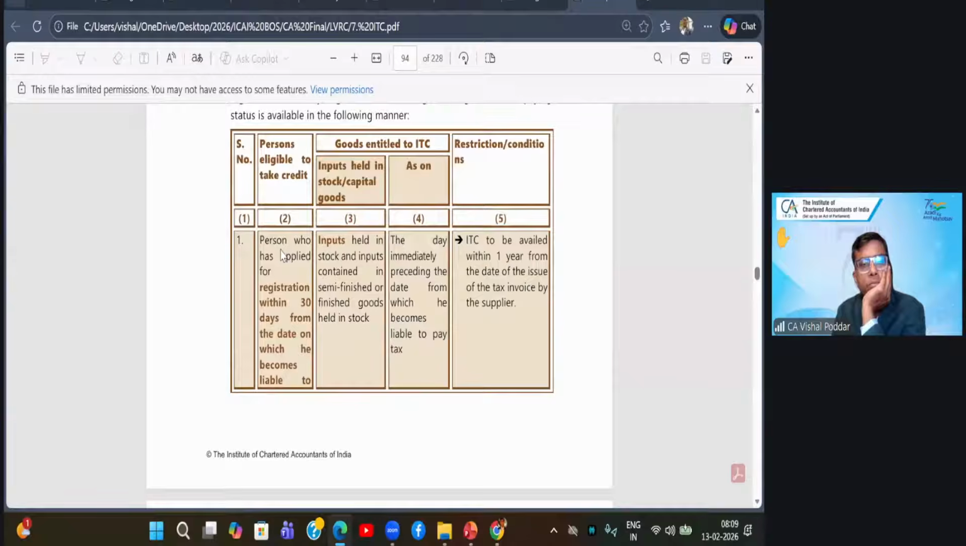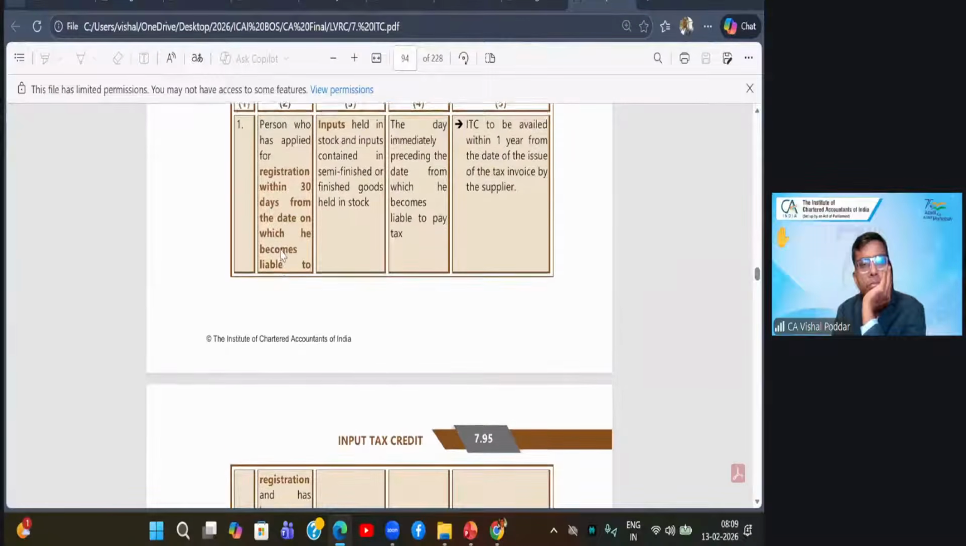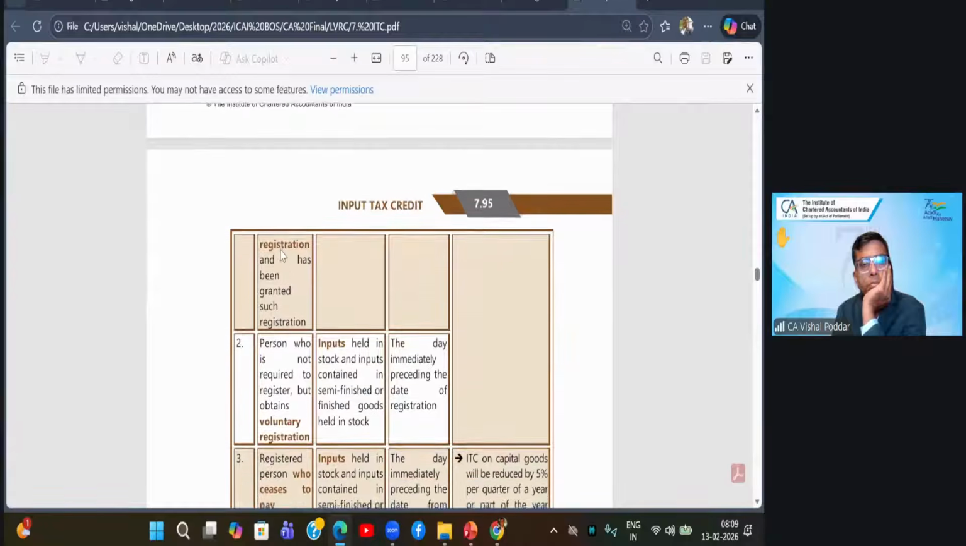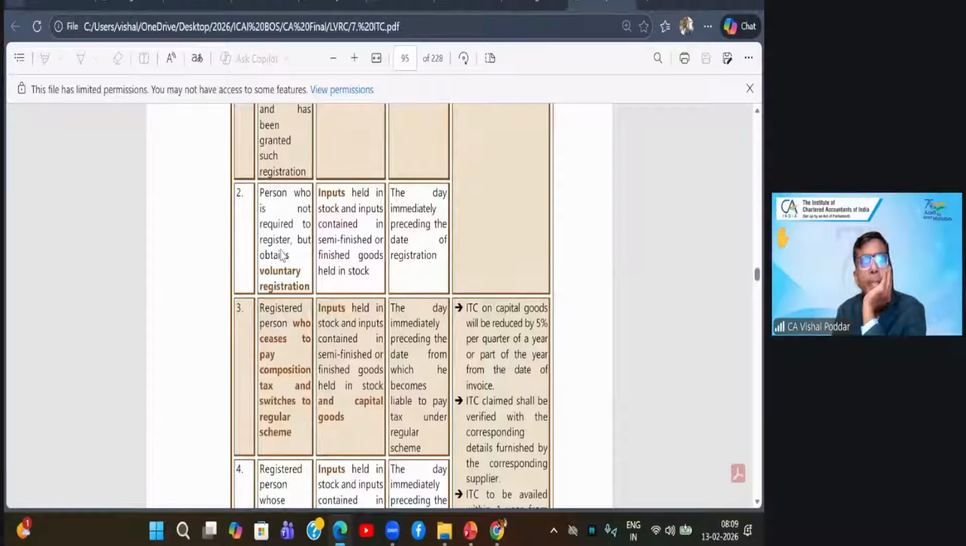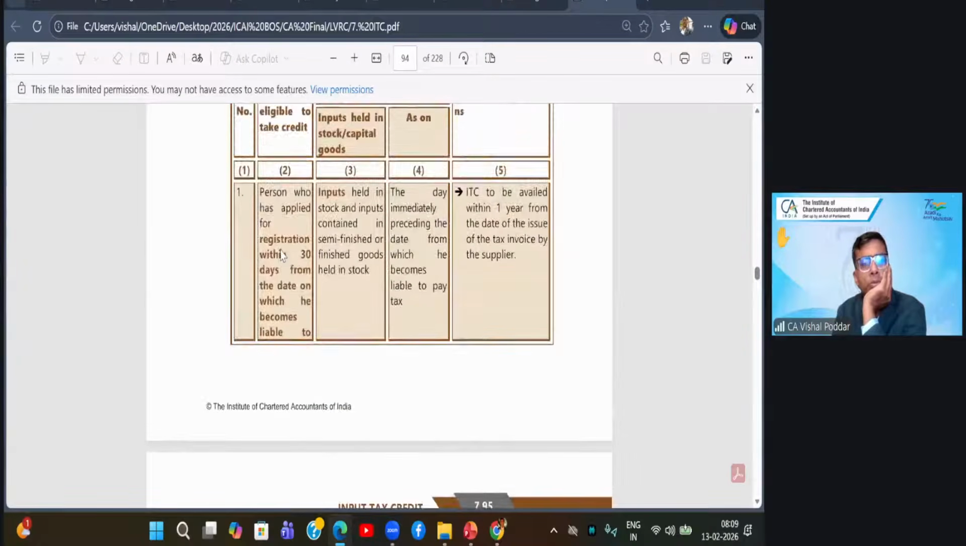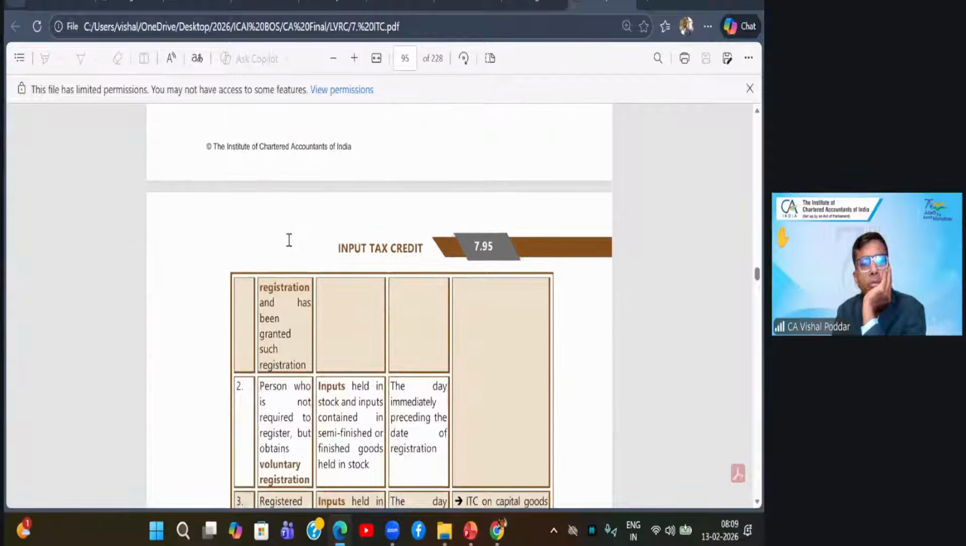Person who has applied for registration within 30 days from the date on which he becomes liable to registration and has been granted such registration. Are we fitting in this? No, sir. No? Why no? Acha. Exempt. But it is not within 30 days. Why not? Beta, they have not given you when you have applied for registration in the given question. So we can safely assume you will apply within the time. You crossed on 1st November, so after 1st November only you will apply. Yes, sir.